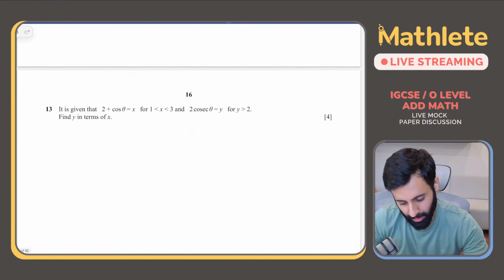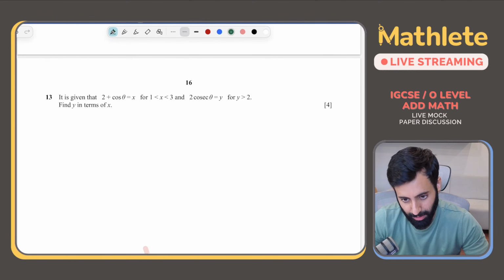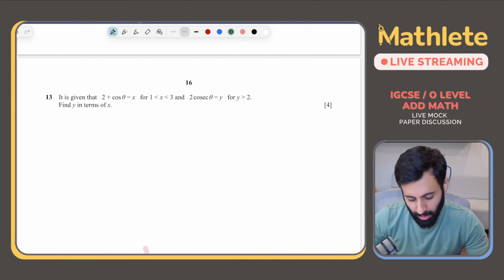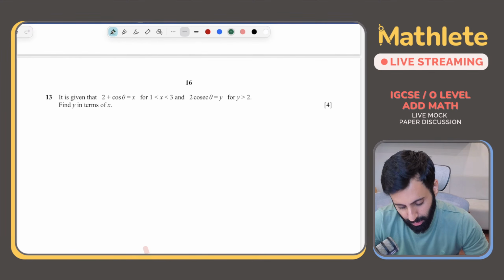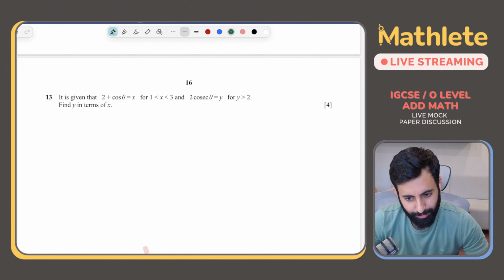Now it is given that 2 plus cos theta equals x and 2 cosec theta equals y, for y greater than 2. Find y in terms of x. So now we need a connection between cos and cosec. What can we do? Cosec is 1 upon sine, cos is cos. Okay, so I have an idea.